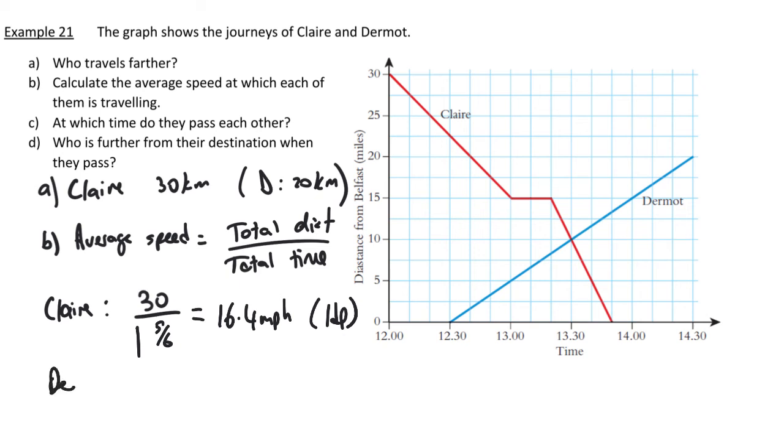For Dermot, he travels 20 kilometres. Now he starts at 12:30 and ends at 2:30, so that's 2 hours he's been on the go. So that's 10 miles per hour.